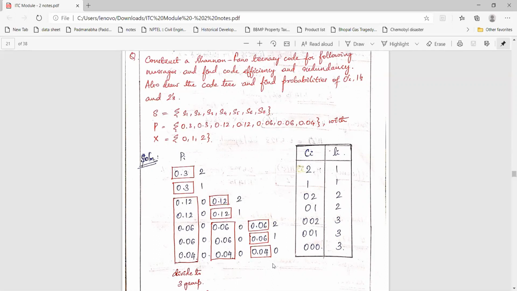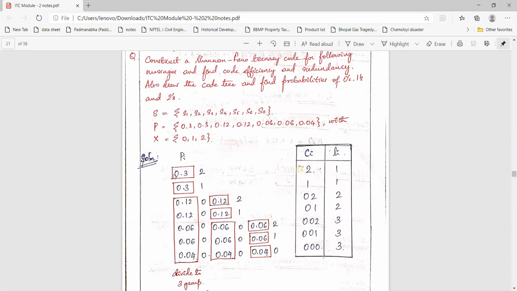So in Shannon Fano ternary code, we divide into subgroups like this and assign three different values in this manner. After this, we are supposed to draw a tabular column. In the first column, you name it CI, and the second column, you name it LI. In CI, you write the values that you have assigned for the particular symbol probability, and in LI, it will indicate the length of the CI, that is the code. Let's see how we will write the CI and LI.